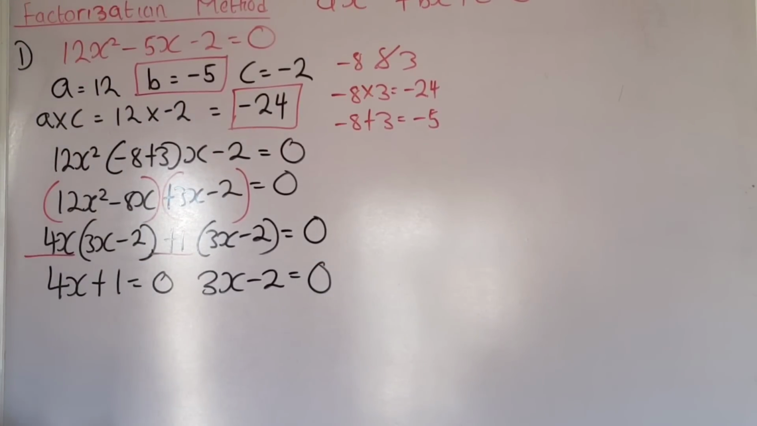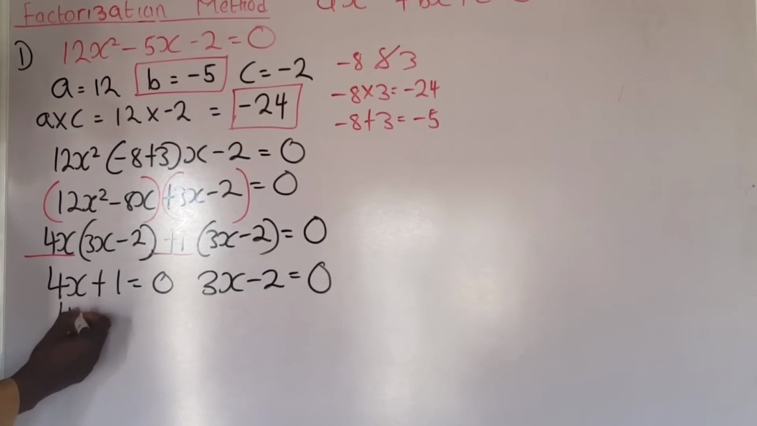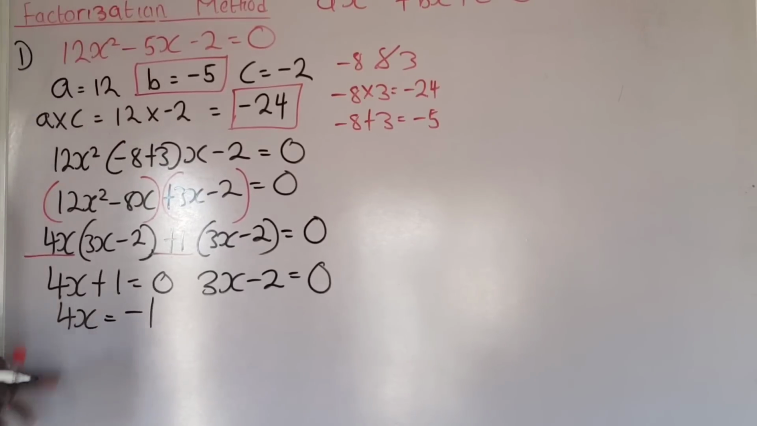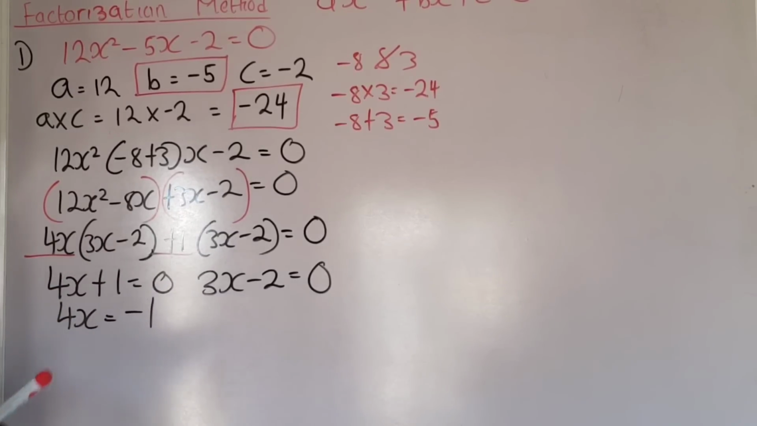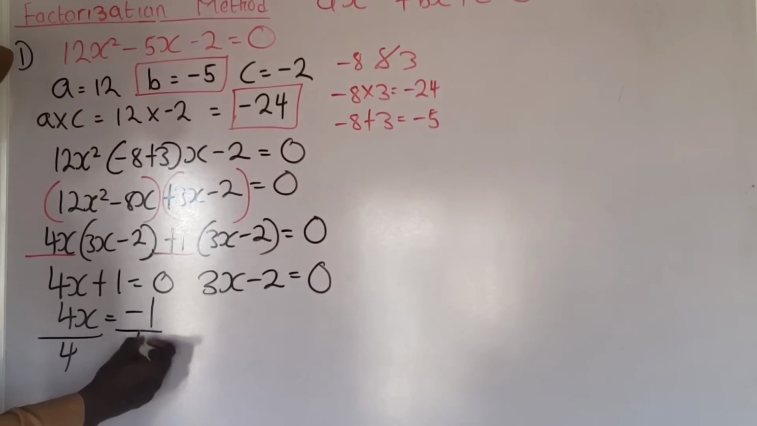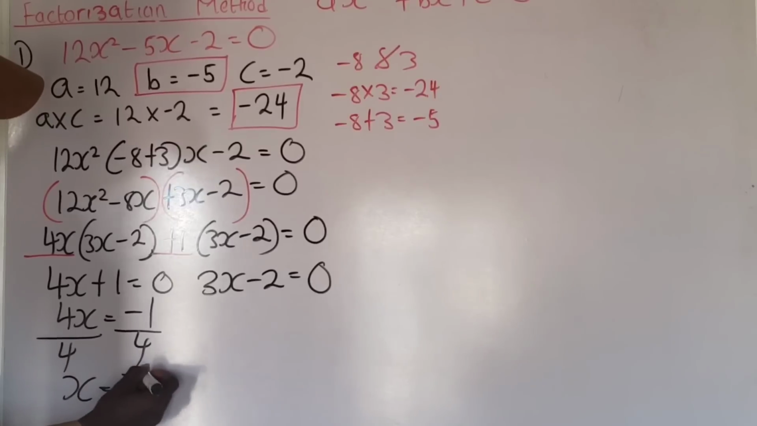What will be the value of x? 4x equals negative 1, because if this plus 1 crosses the equals sign to the other side of the equation, the sign is going to change to negative. Do you understand? So for this, I'm going to have 4x equals negative 1. Divide both sides by 4. Here I'm going to have x equals negative 1 over 4.